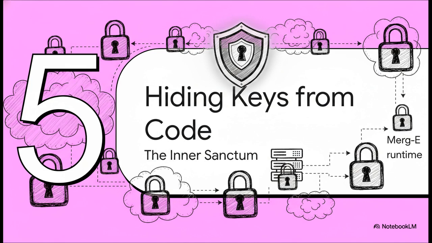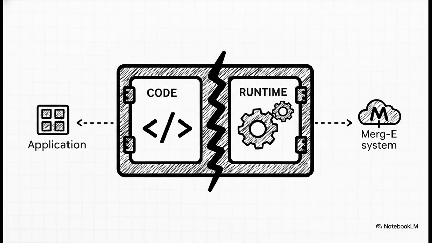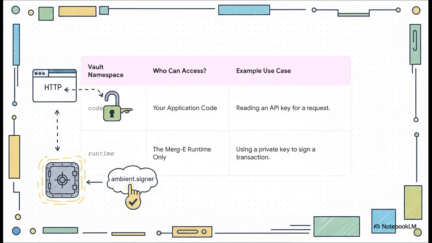All right, this brings us to what is probably the most powerful security idea in the whole Merg E ecosystem. And that is the ability for the Merg E runtime to use secrets that your own application code can't even see or touch. And the way it pulls this off is through a really simple but just brilliant convention inside VaultFS. The vault for any application is split into two separate little areas, one called code and one called runtime. And here is where it all clicks.